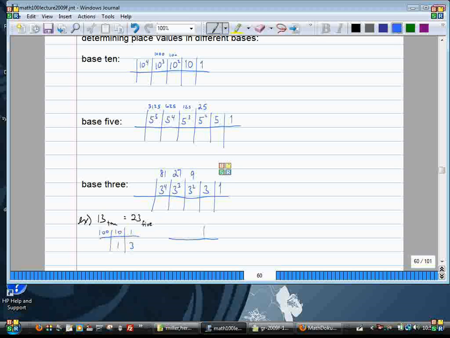Now let's look at the base 5 number. In base 5, you've got 1, 5, 25, and so on. So what number do we have here? 23. So what does that number mean? 2 fives and 3 ones. You dig? So that's how we use this place value notation to figure out what a number is actually telling us.